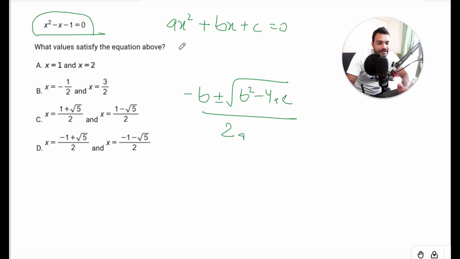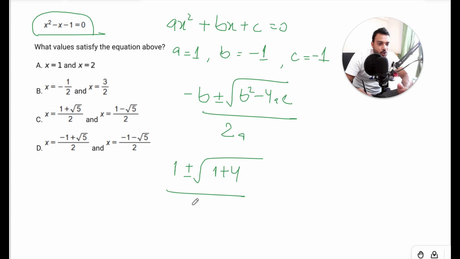So in our case, a is 1, the coefficient of x squared, b is negative 1, the coefficient of x, and c is negative 1, the constant term. Let's put in the values. So minus b becomes plus 1, plus minus square root of b squared, which is 1, minus 4 times 1 times negative 1, which is plus 4, so 1 plus 4, over 2a, which is 2. So x equals 1 plus minus square root 5 over 2.